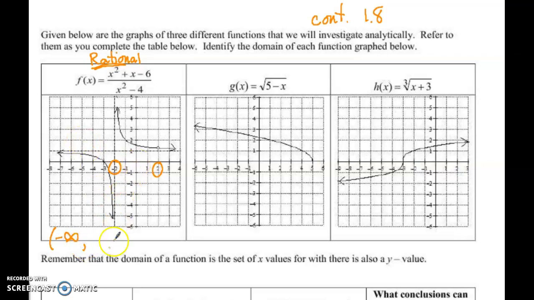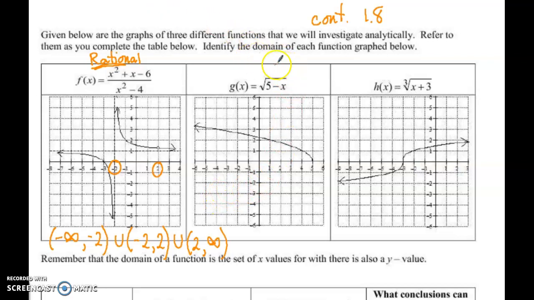So this domain is clearly from -infinity to -2, and then from -2 to 2, and then from 2 to infinity. Basically, down the road, you will not be given the graph. So you need to be able to look at the equation and tell me what the domain is. That's where we're headed.